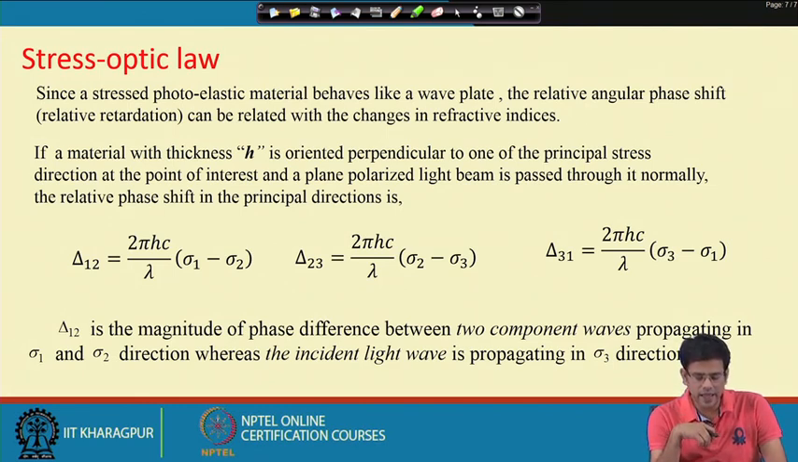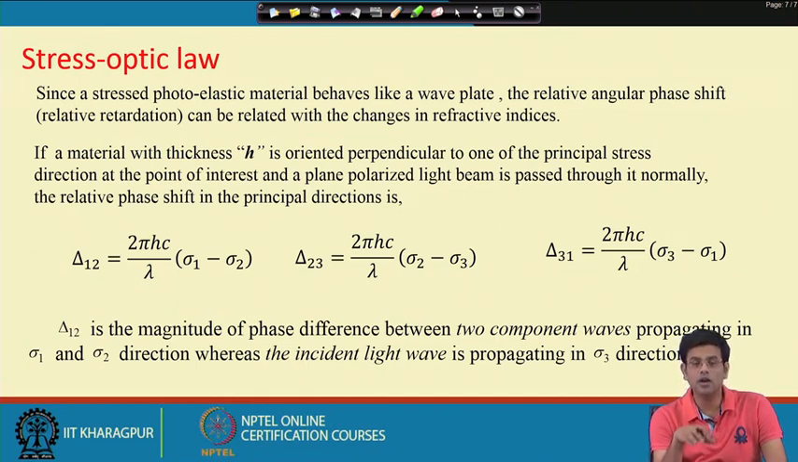So, if a material with thickness h is oriented perpendicular to one of the principal stress directions at a point of interest, and a plane polarized light beam is passed through it normally, then the relative phase shift of the principal directions is this. So, what does this delta 1 2 mean? Delta 1 2 is the magnitude of phase difference between two components of the wave propagating in sigma 1 and sigma 2 directions, whereas the incident light wave is propagating in the sigma 3 direction. Essentially, delta 1 2 is the phase shift between the two orthogonal directions when the light is propagating along the sigma 3 direction, the third direction, and in the two orthogonal directions, what is the relative phase shift. So, this is the essence of the stress optics law.